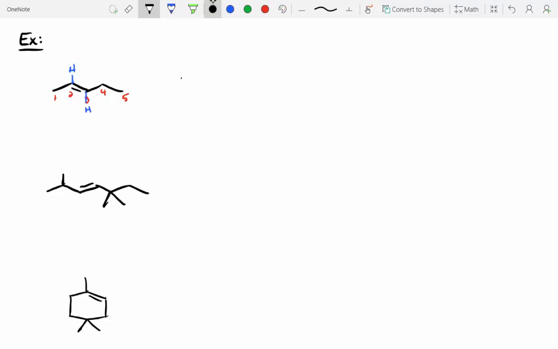If we were to name this, we would first put our stereochemistry. This would be trans. We don't have any substituents, so we can go straight to our parent. And in this case, we can refer to this as 2-pentene, or we can call this trans-pent-2-ene. Either one would be acceptable for this naming.